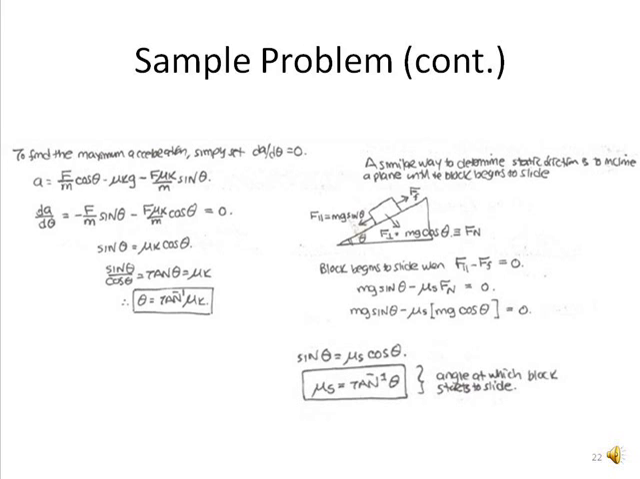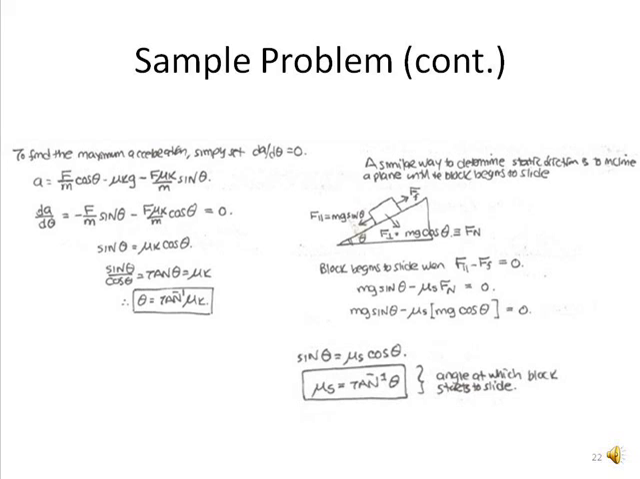In this example, because the block is originally not moving, we've used the coefficient of static friction instead of kinetic friction as in the previous version. The body begins to slide when the net force is no longer equal to 0. In other words, when the force of gravity down the ramp, mg sine theta, is too large for the force of static friction to overcome.